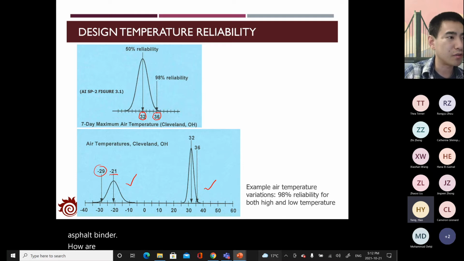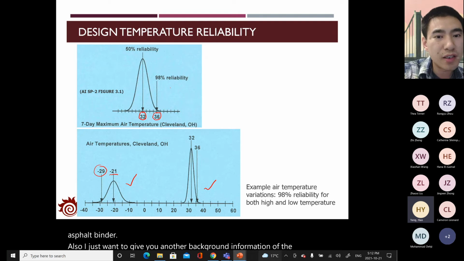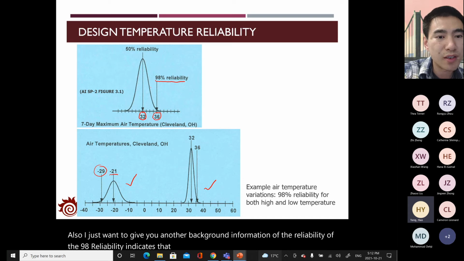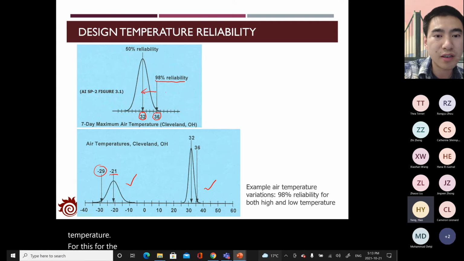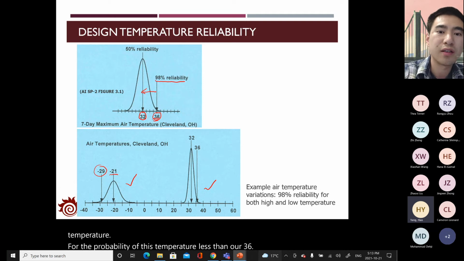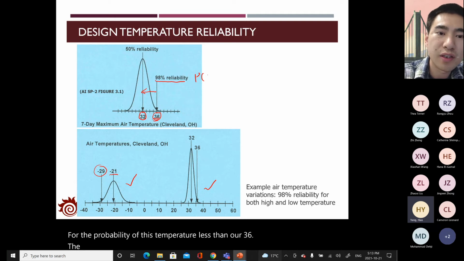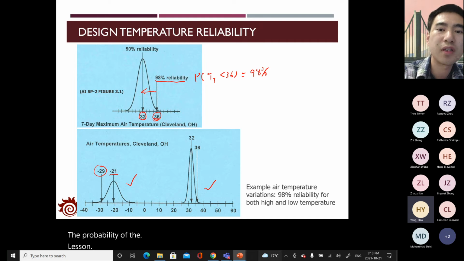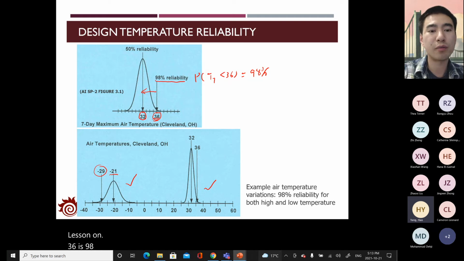Also, I just want to give you another background information of the reliability. The 98% reliability indicates that for the 7-day maximum air temperature, the probability of this temperature being less than 36 is 98%. So that will be the probability.